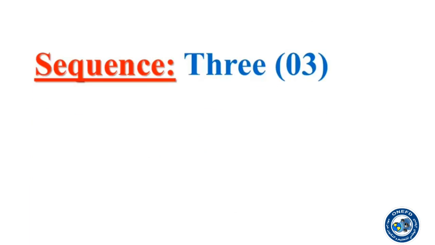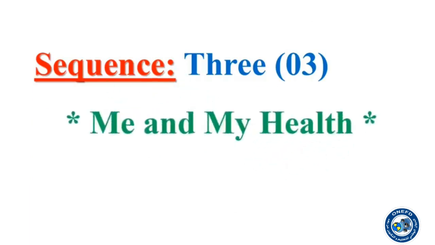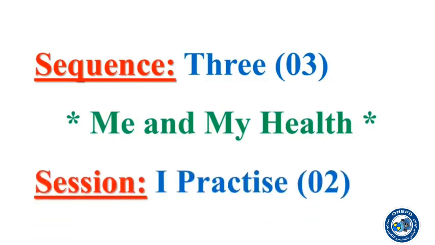Welcome to today's session. We are still with sequence number 3, which is me and my health. In today's session, we are going to see practice number 2. In the previous session, we dealt with the two modals, should and must, with their three forms: the affirmative, the negative, and the interrogative form. We use should and should not to give advice, must to give obligation, and must not to give prohibition.